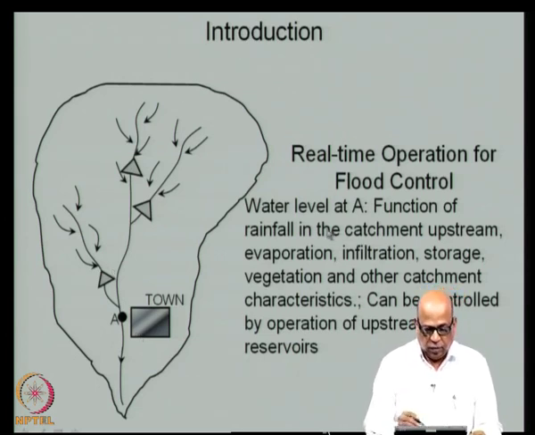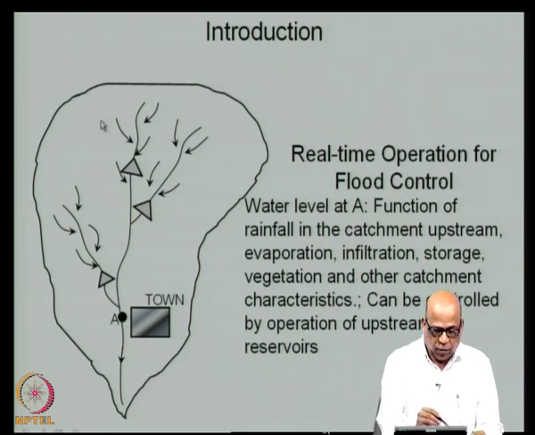As you can see, the water level at A is a function of rainfall in the catchment upstream. It is a function of the evaporation that is going to take place. It is a function of the infiltration. It is a function of storage, vegetation and other catchment characteristics. So, let us say these reservoirs were not there, how would the flow have taken place? It takes place as an overland flow and then comes through these channels, which are the stream channels, and then the level at this point is determined by various factors like this.